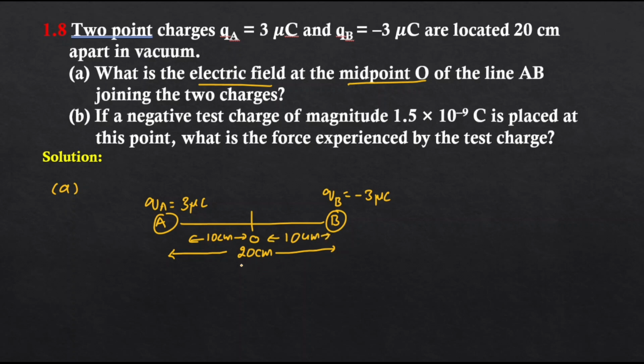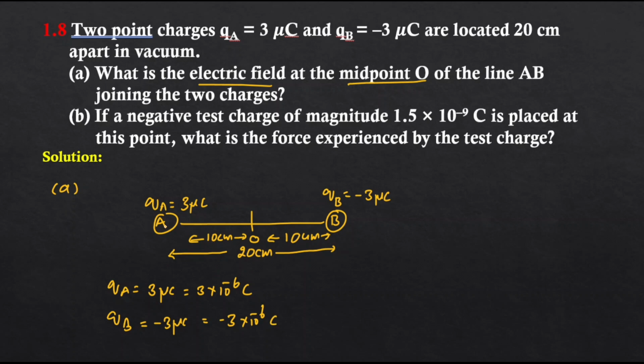Now we can see the given information here. The QA they have given is 3 microcoulombs. It is nothing but 3 into 10 to the power minus 6 coulomb. Already we know 1 micro equals 10 to the power minus 6. Then we can see the QB also. QB they have given minus 3 microcoulombs. It is nothing but minus 3 into 10 to the power minus 6 coulomb.